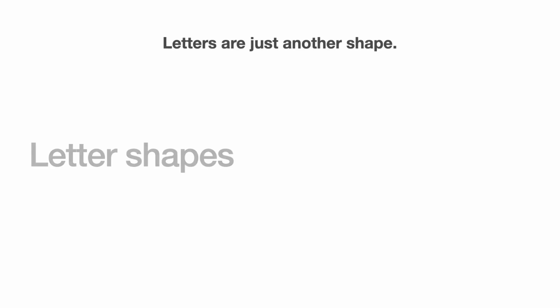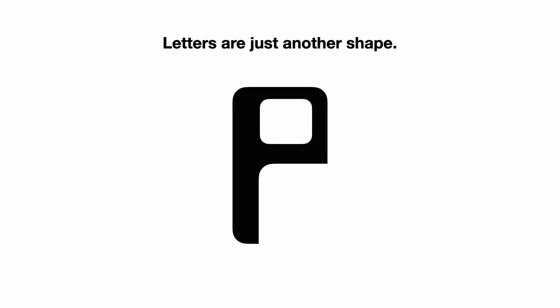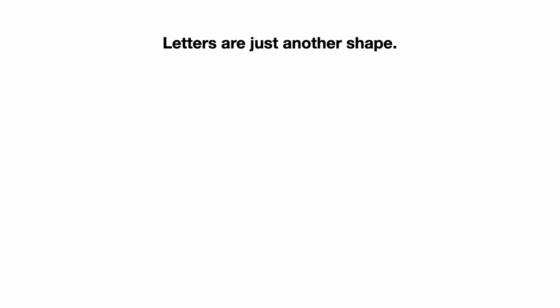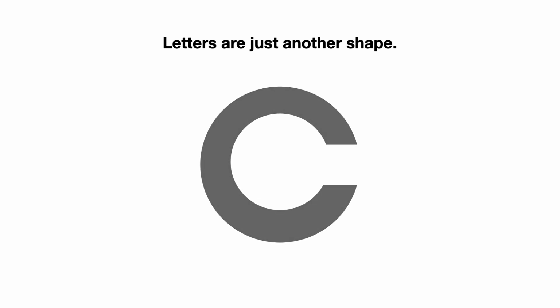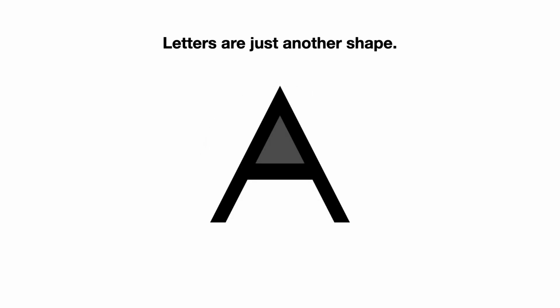But this idea of letter shapes is also important for design if we think about it, because letters are just another shape, right? We've got a rounded rectangle here that eventually becomes a P, a square, if we take some items out of it, can become an N, a circle to a C, and a triangle to an A.